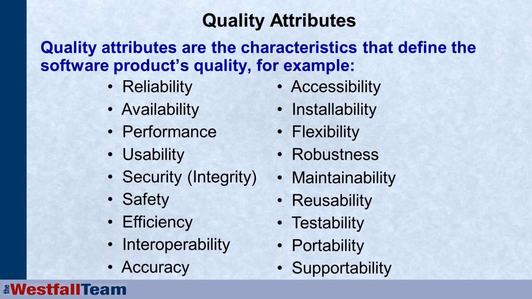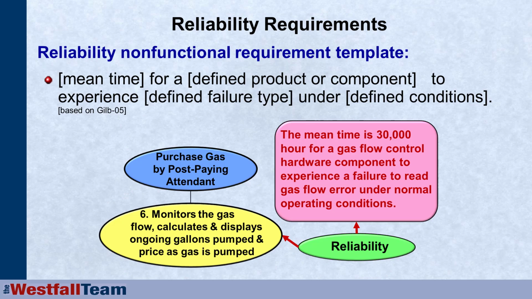They include all of these: reliability, availability, performance, all of those kinds of things. To spend the time defining each and every one of these. You can get definitions of these in many of the product literatures. But let's talk about writing some product level requirements for these. For example, for reliability, we're going to monitor the gas flow and calculate and display the ongoing gallons here. Reliability is all about failures in time, either mean time to failure or the number of failures per period of time.